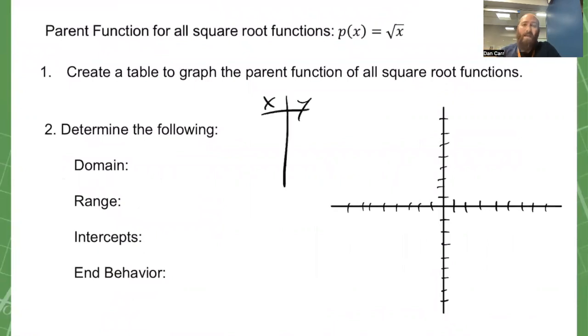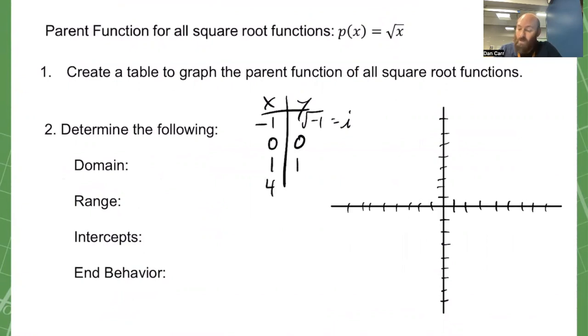Normally we like to start with a negative number, but if I try to do this as, let's say, -1, and do the square root of -1, that's not a real number. That's an imaginary number. I can't graph that. So we'll go to 0. Square root of 0 is 0, so that works. Square root of 1 is 1. Square root of 2 is an irrational number, so I'm going to skip that.